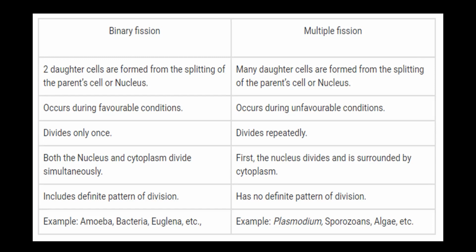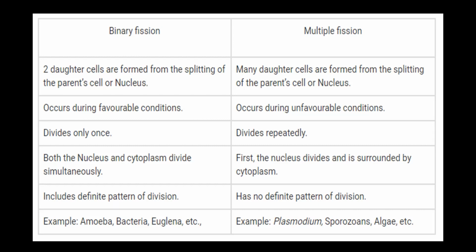Both the nucleus and cytoplasm are divided simultaneously. It's not that first the nucleus and then the cytoplasm. No, that's not how it occurs. The nucleus and the cytoplasm are divided at the same time. This is a definite pattern of division. If it is binary fission, it has to occur only in this method. There is no other method by which binary fission can occur. Examples of binary fission are amoeba, bacteria, euglena, and many more unicellular organisms.